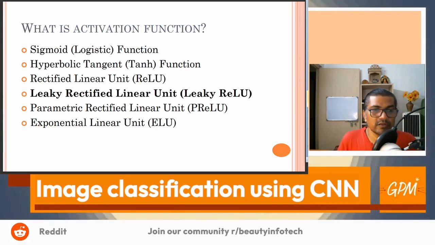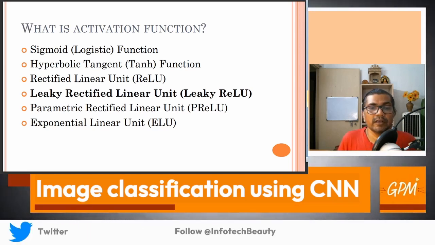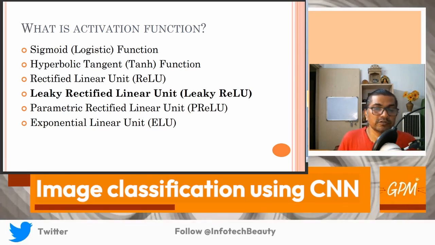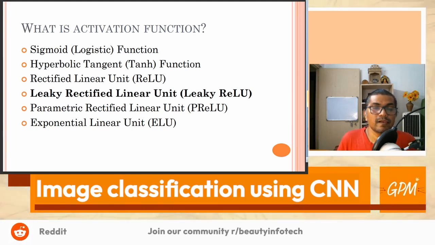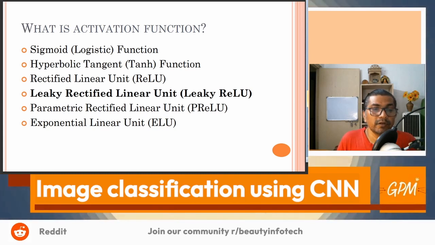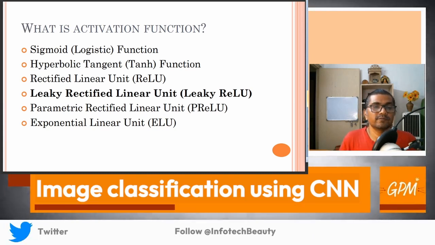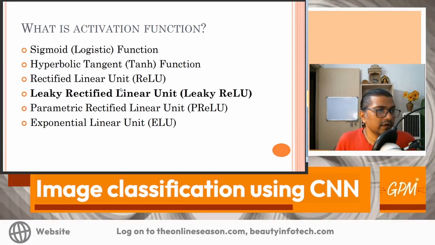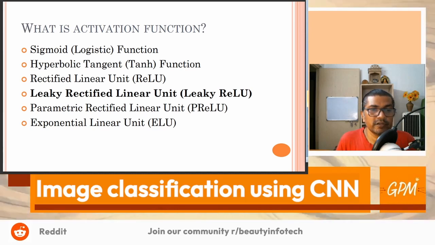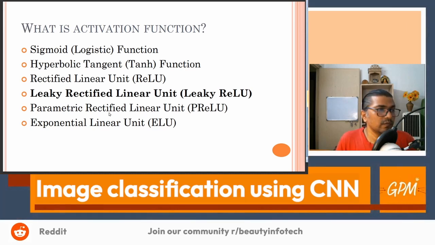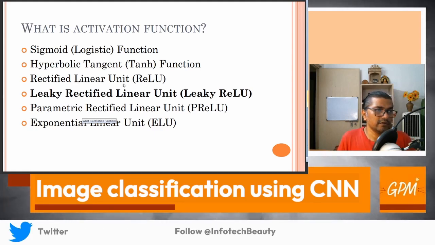So ReLU has become the most commonly used activation function in deep learning due to its simplicity and its ability to mitigate the vanishing gradient problem. Okay, so what is the vanishing gradient problem? We have discussed it in the previous video number 1. There are other activation functions like the exponential linear unit, and we will not use the others. We will use only the rectified linear unit.